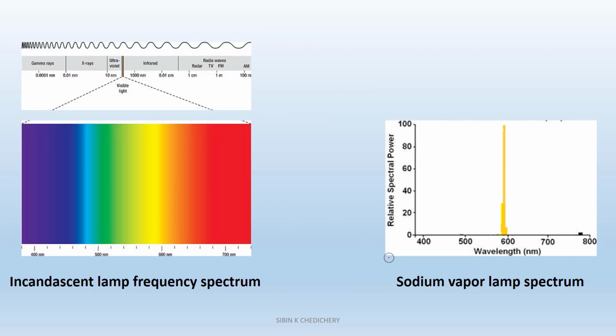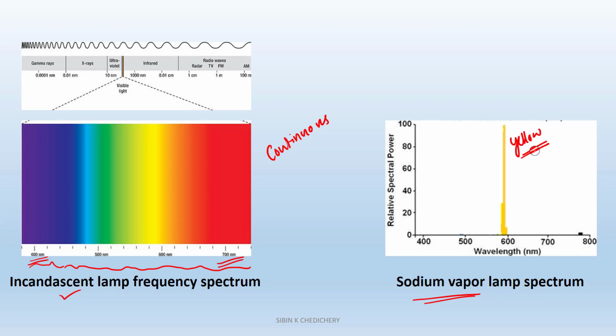See here, this is the frequency spectrum, or the wavelength spectrum, of an incandescent lamp. The wavelength spectrum of an incandescent lamp is continuous, because its spectrum is continuously distributed over the wavelength. All the colors are distributed over the frequency spectrum of this incandescent lamp. Now look at the frequency spectrum of the sodium vapor lamp. Can you see the different colors here? No. There is only one color present here, that is yellow. The other colors are absent here.